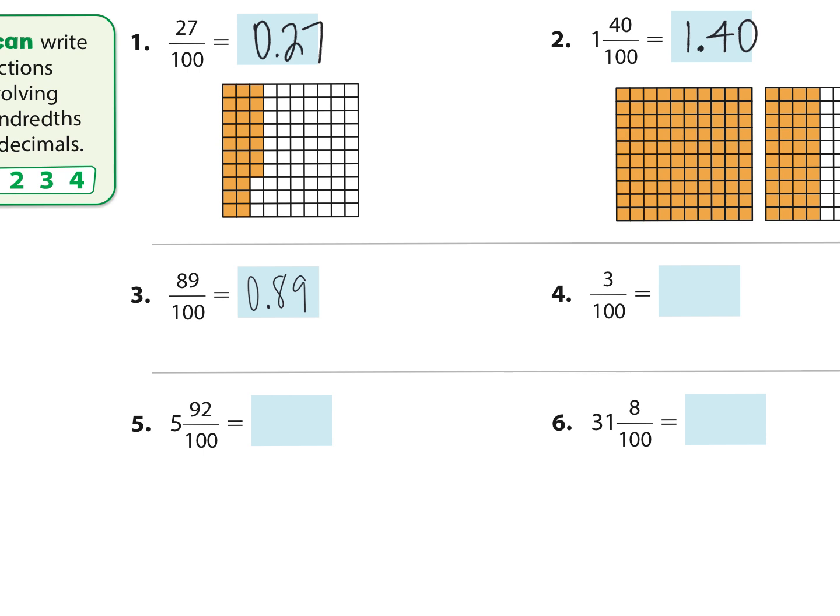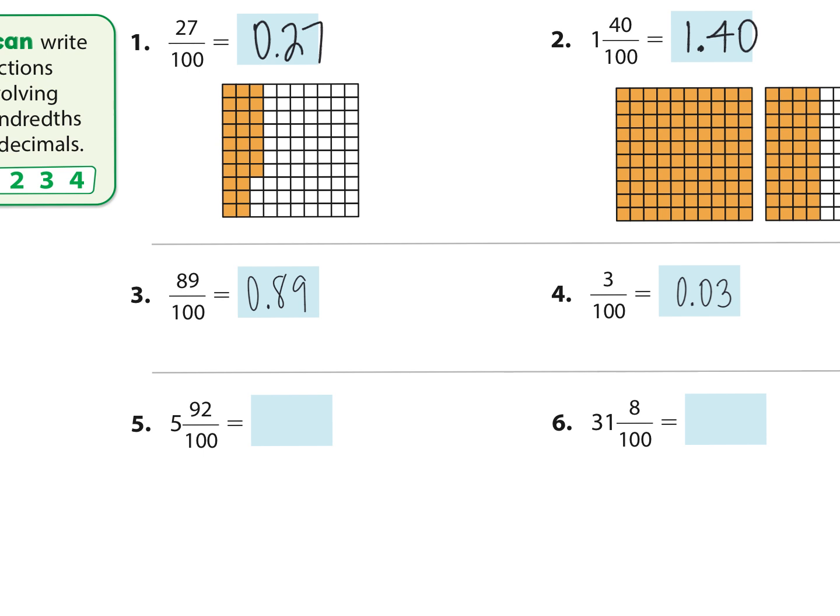Okay, what did y'all put for number 4? 0.03. It's kind of like having 3 pennies. Remember? 100 pennies make $1. If I only have 3, it's like 3 cents. So you just have to be really careful that you don't forget to put that 0 in the tenths place, because if you put 0.3, you're telling me 3 tenths, which is different than 3 hundredths.